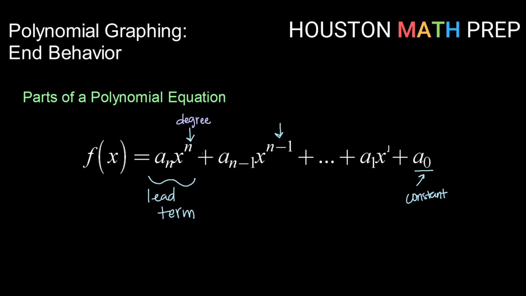The other thing in our lead term that we want to focus on, or that tells us some information, is the coefficient of the lead term. And we often call that the lead coefficient. Now, whether that lead coefficient is positive or negative is going to tell us a lot about the end behavior of our graph and what we can do with that portion of the graph. So once we can identify the lead term and its lead coefficient and degree, then we can talk about end behavior.